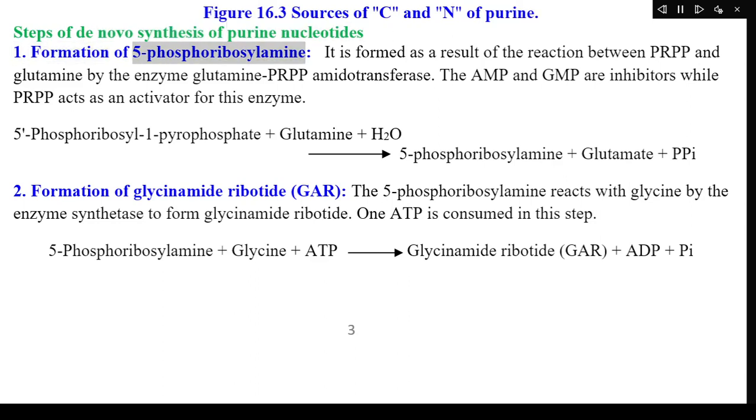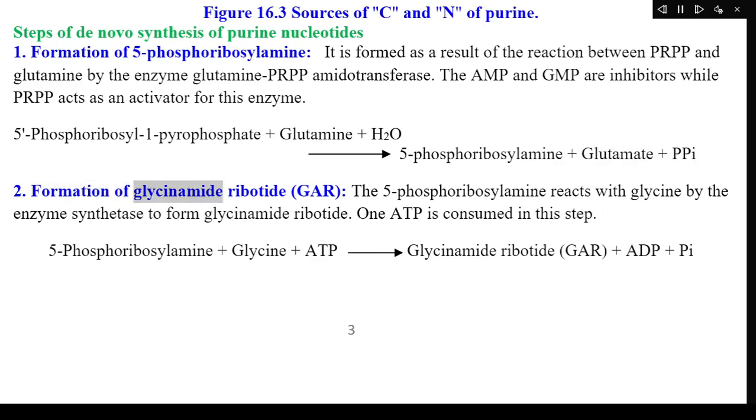1. Formation of 5-phosphoribosylamine. It is formed as a result of the reaction between PRPP and glutamine by the enzyme glutamine PRPP aminotransferase. The AMP and GMP are inhibitors while PRPP acts as an activator for this enzyme. 5-phosphoribosyl-1-pyrophosphate plus glutamine plus H2O gives 5-phosphoribosylamine plus glutamate plus PPi.